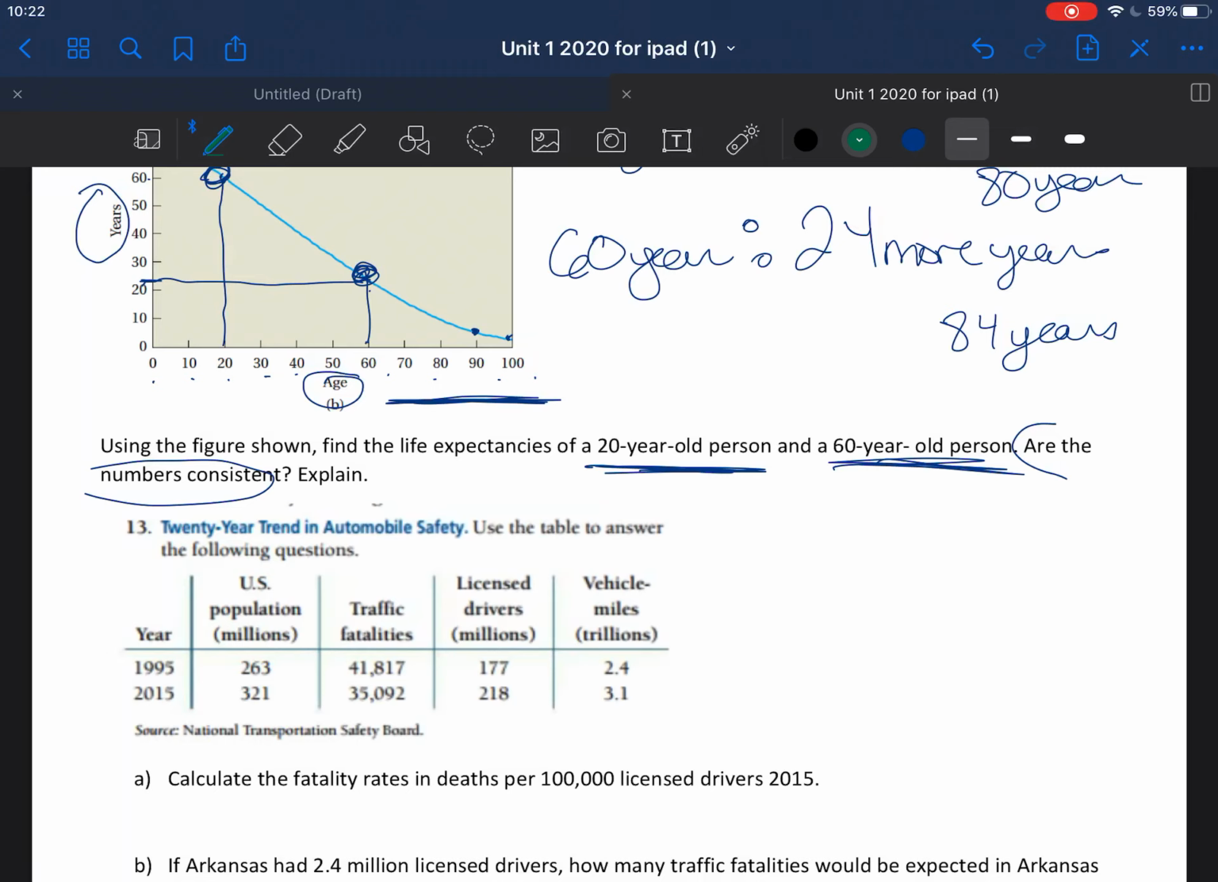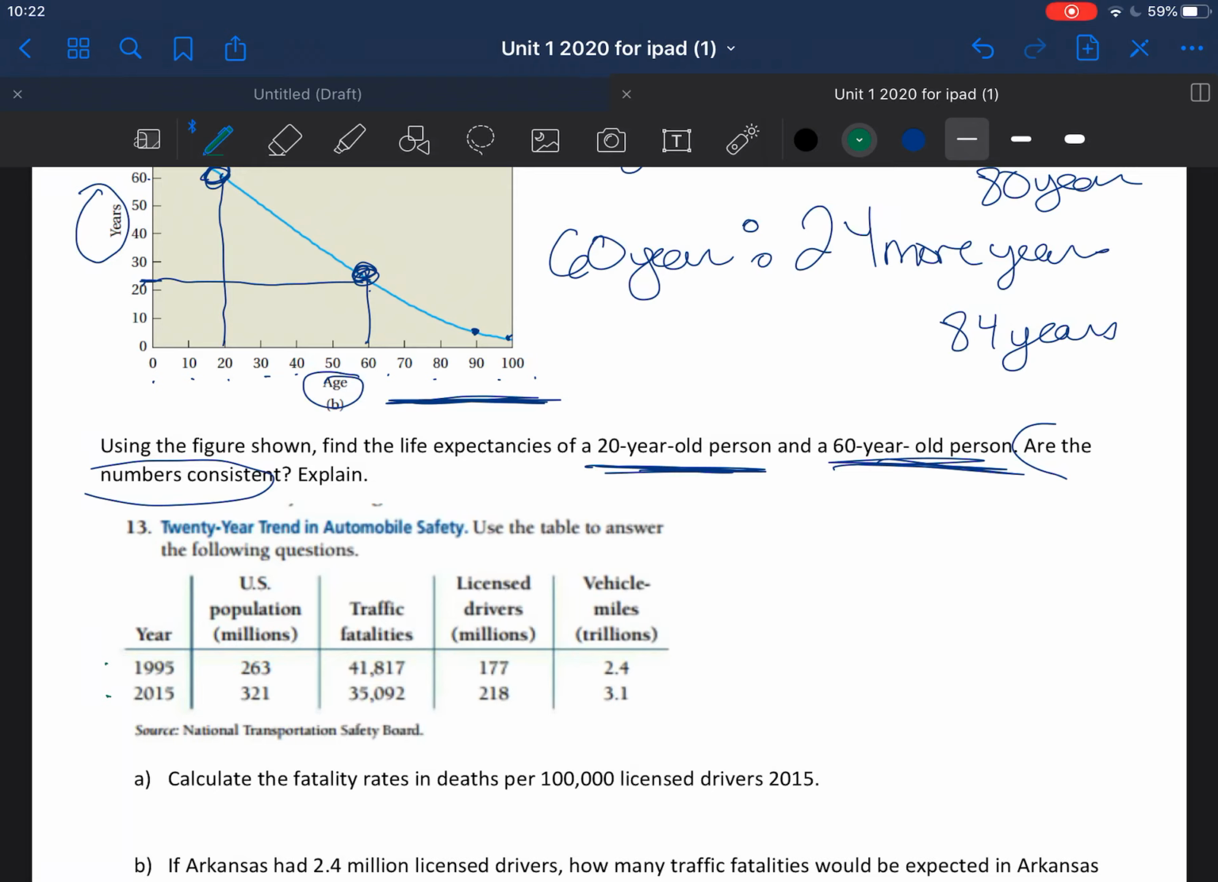Life expectancy is some vital statistics, and other vital statistics have to do with death. We're going to focus on that, and travel risk, quantifying travel risk. So this is some data. It's 20-year trends in automobile safety. So we have 2 different years, 20 years apart, hence the title.